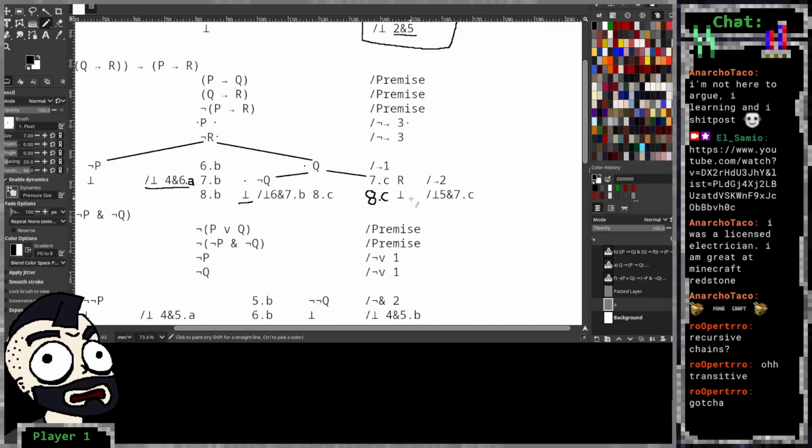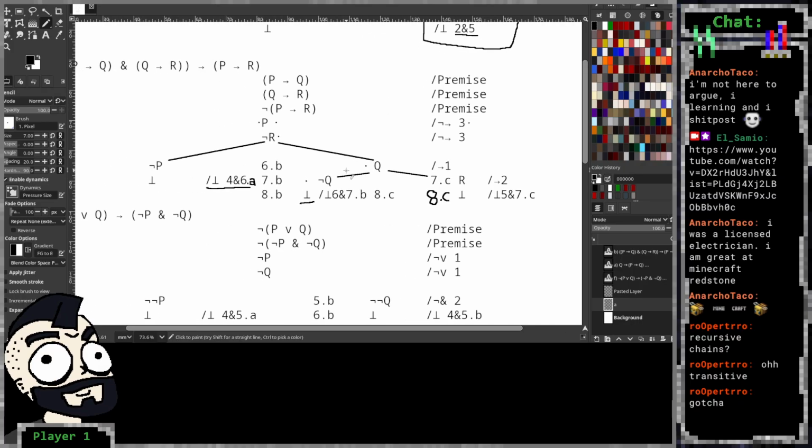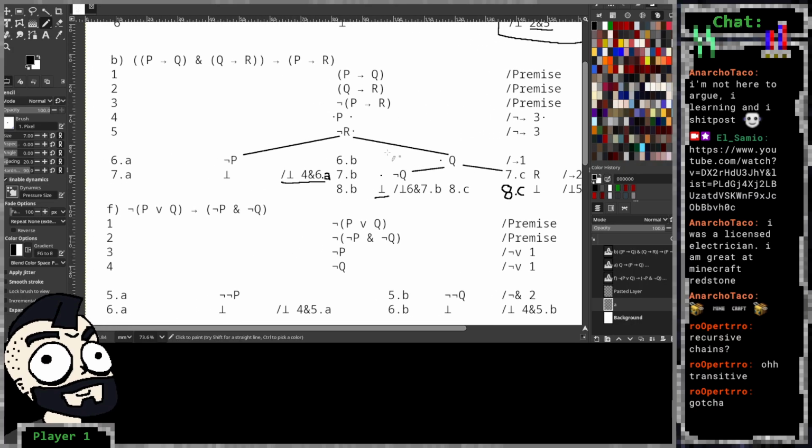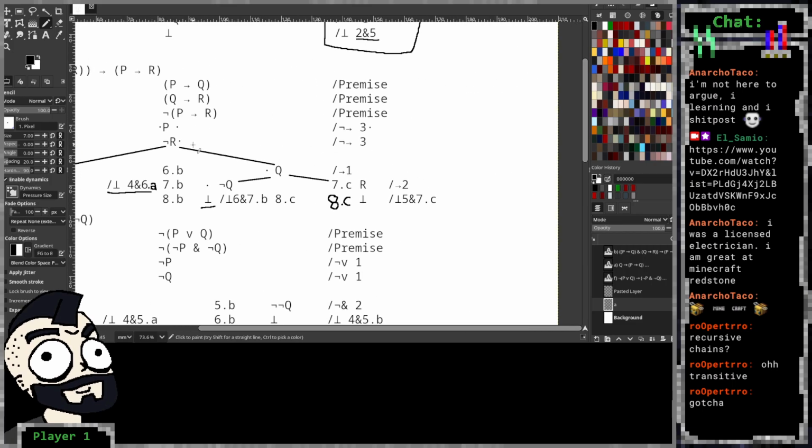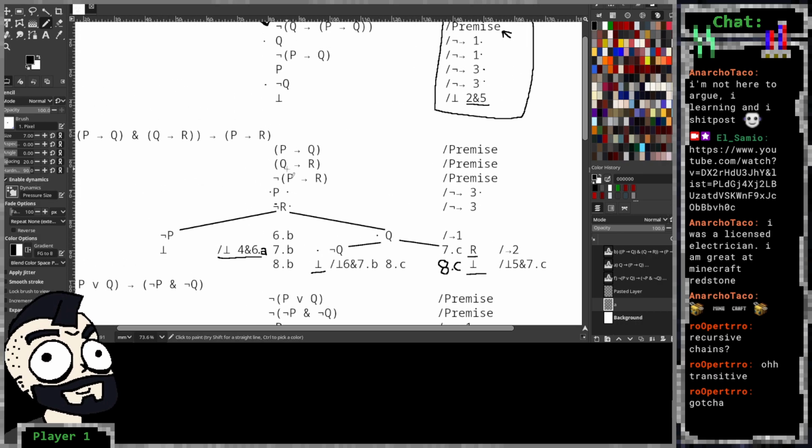Likewise in 8.C, 5, which is this one, and 7.C, which is this one, are R and not R, which is a contradiction, which means close, which means, of course, the transitive property is valid for the implication in propositional logic.